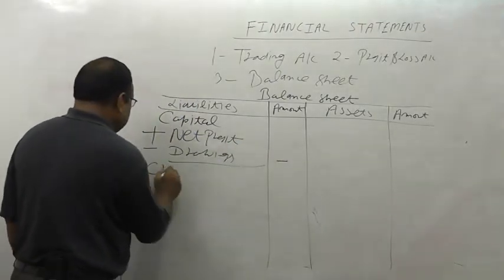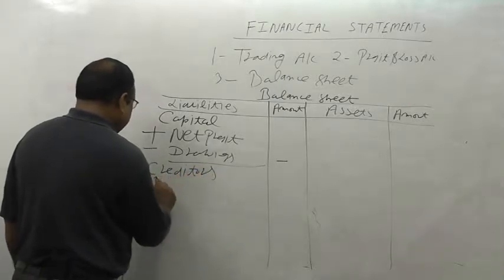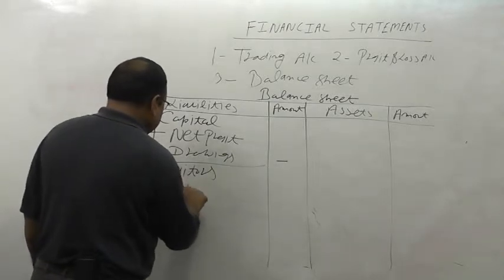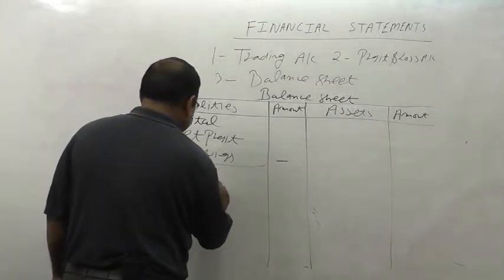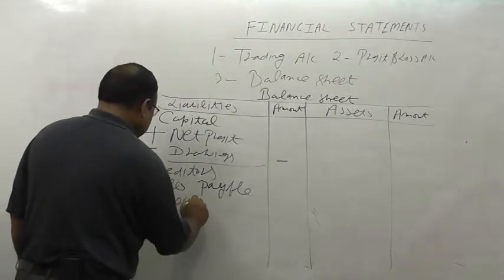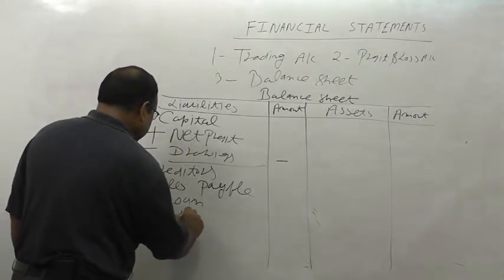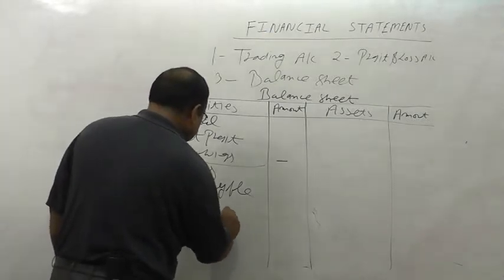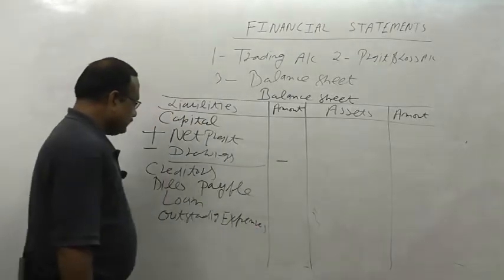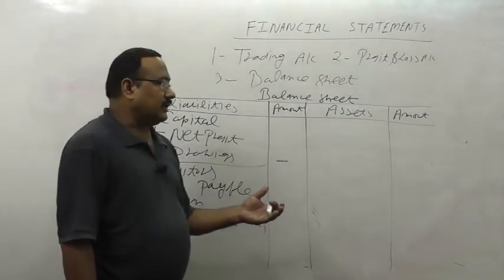Then creditors, bills payable, all liability will be written here. Bills payable, loan, outstanding expenses, and other liabilities. Liabilities are the obligation of the firm to pay outsiders.